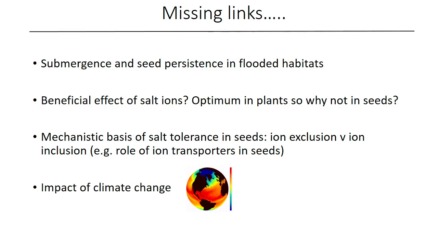I just wanted to highlight some things that we still don't know and that we want to work on in the future. One of them is to look at the role of submergence and flooded environments, and understanding how seeds can cope with salt and hypoxia. Another is to look at the beneficial effect of salt, whether it can have a beneficial effect for germination, as we demonstrated for plants. Another area is the mechanistic basis of salt tolerance, where there are many questions to answer, particularly about ion movement into seeds and where the ions go, and whether this is an active or a passive process. Can we identify transporters, just like we're beginning to in plant groups? And lastly, on the impact of climate change, how do changes in temperature, rainfall, and tidal levels influence germination patterns?